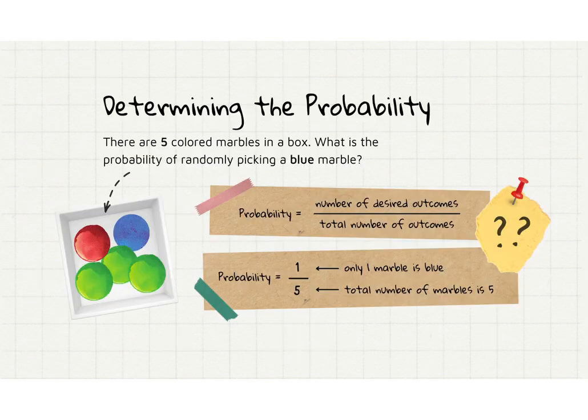Just as a reminder on how to find probability, we take the number of desired outcomes and we divide it by our total number of outcomes. So in this case, we have a box with blue marbles and some other colored marbles. There's 5 total. I want the blue one, so I have 1 blue over 5 total. So that's 1 over 5. And if I change that into a decimal, it would be 0.2, which would make that an unlikely event.